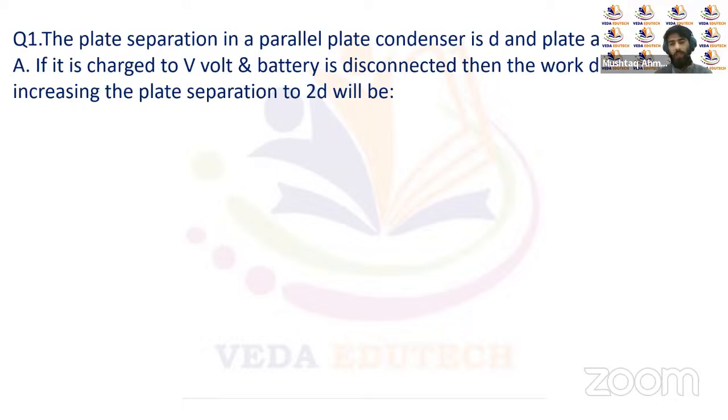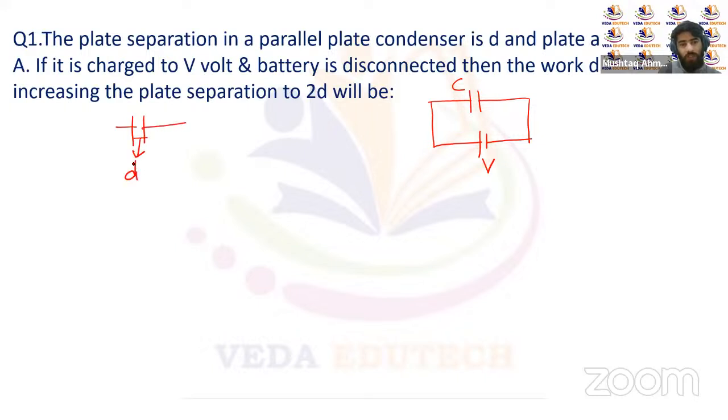to 2D will be. It means that we have this parallel plate capacitor like this. This is the parallel plate capacitor. This is the symbol of a capacitor, right? So this is the parallel plate capacitor, and initially it was supplied with a potential, or we can say it was supplied by a battery of V volts, right? And the capacitance of this capacitor is, let's suppose, C. And the question says that the separation between the two plates of the capacitor is D, and the area of this capacitor is A.